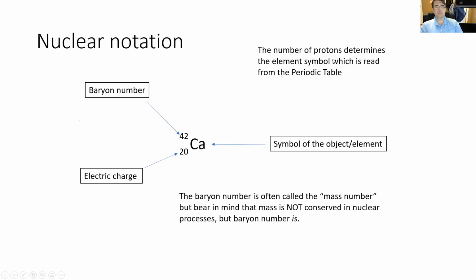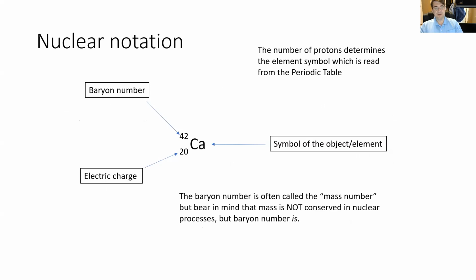Then for nuclear notation, I gave a typical example. This is a calcium 42. The number of protons determines the element symbol on the periodic table. So the baryon number in the upper left of the symbol is 42. That represents the total number of baryons in that nucleus.